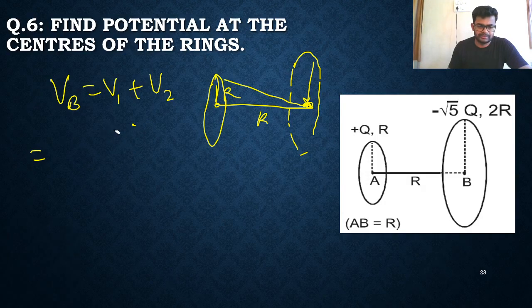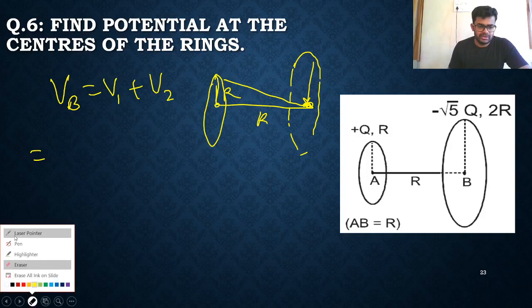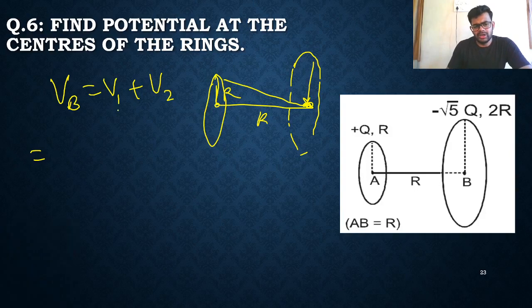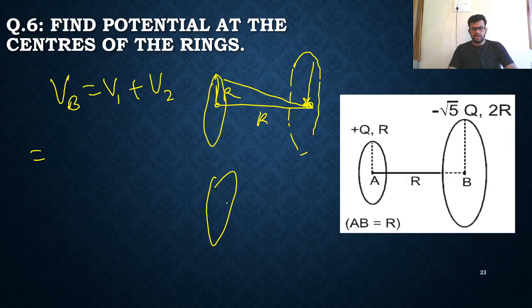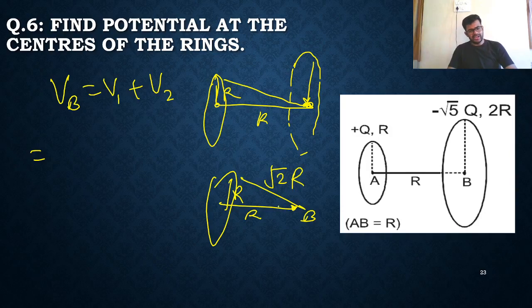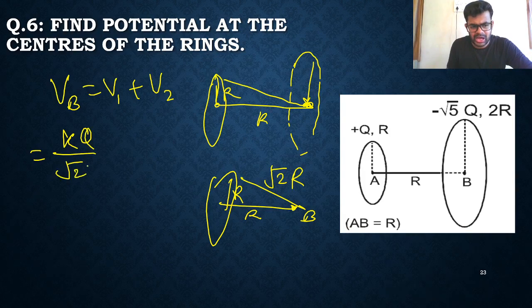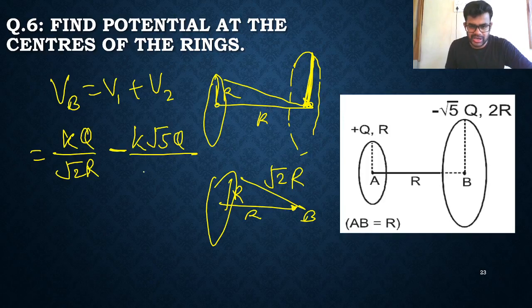So I am talking about the potential due to the small ring at point B first. This is the small ring and this is point B. This distance is R and this is R, so it will be root 2R, root of R square plus R square. So finally you are getting KQ divided by root 2R. Here you will get minus K into root 5Q divided by its distance, at its center, so directly you'll write 2r.